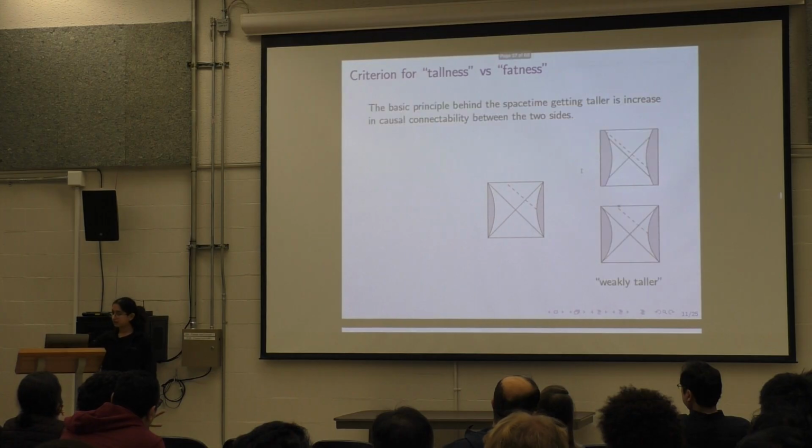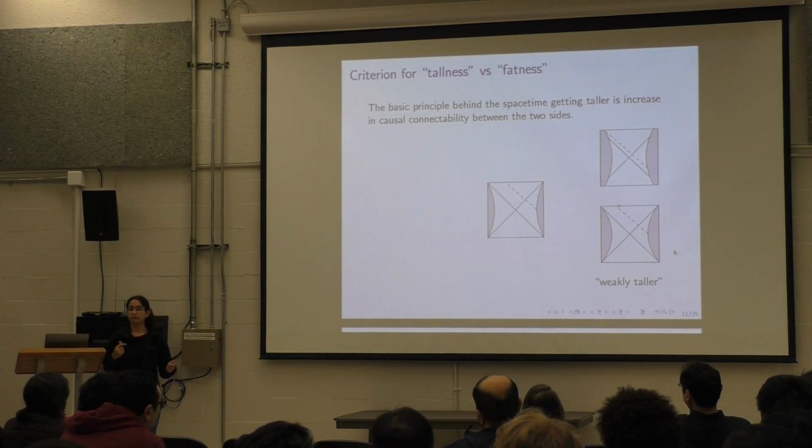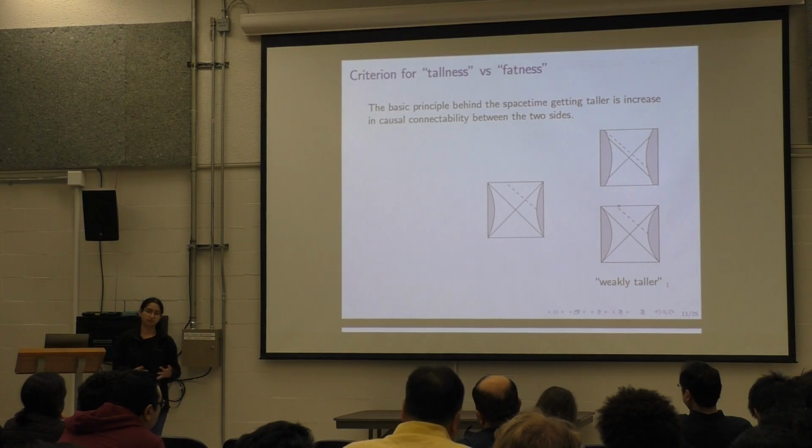However, another possibility is that the light cone of some particular point on the boundary expands. So this point on the boundary, at the moment of time symmetry, is able to probe more of the space-time compared to before. However, it's still not causally connected to the other boundary. So I'll be calling this situation weakly taller, where it's a matter of definition.